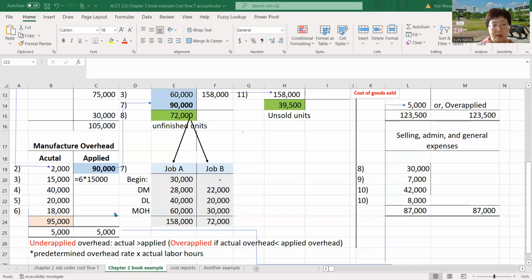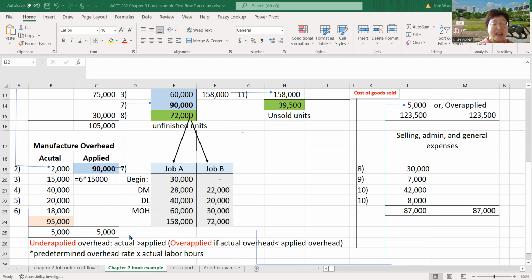In one reporting period, you can only have one situation. It wouldn't be both. In our case, it is under-applied. Sometimes the applied overhead can be larger than the actual overhead. Then we over-applied. You over-applied overhead compared to the actual numbers.